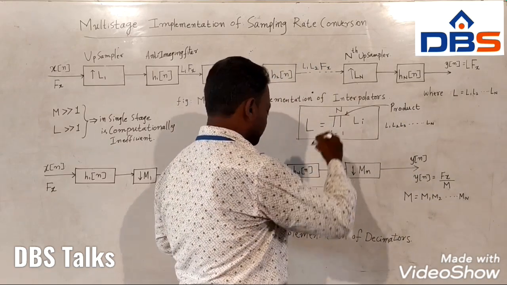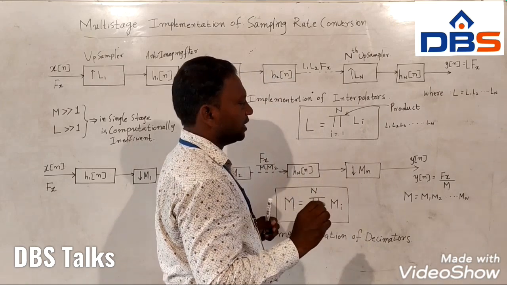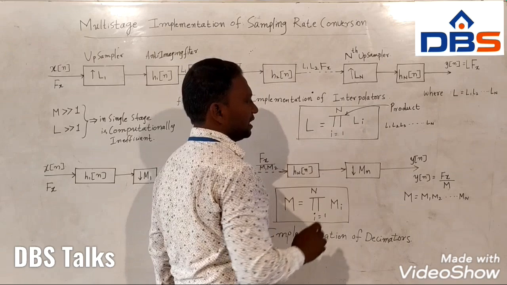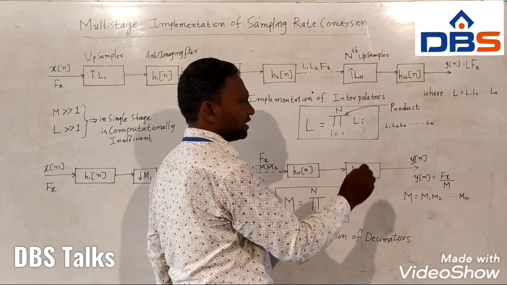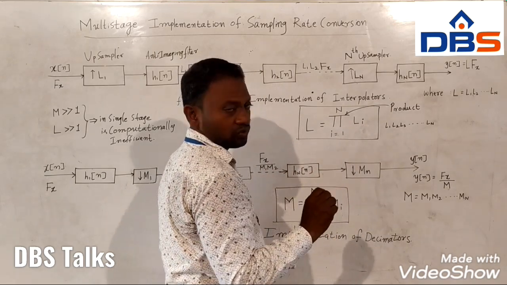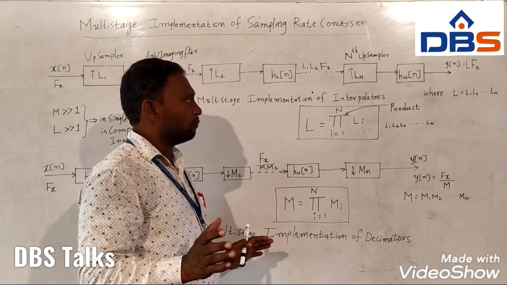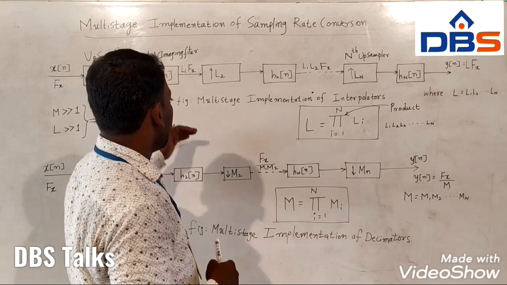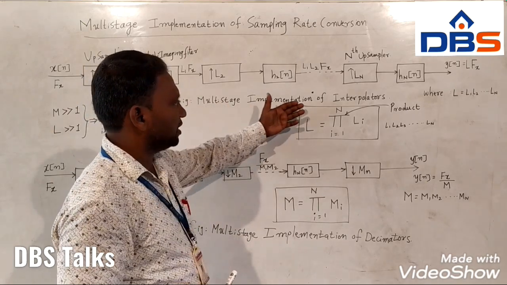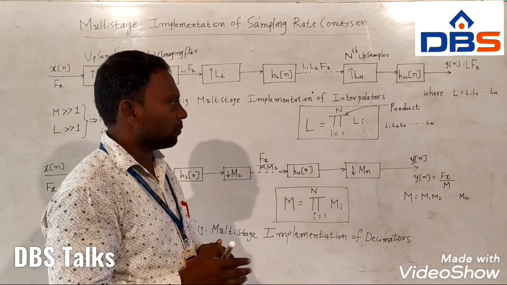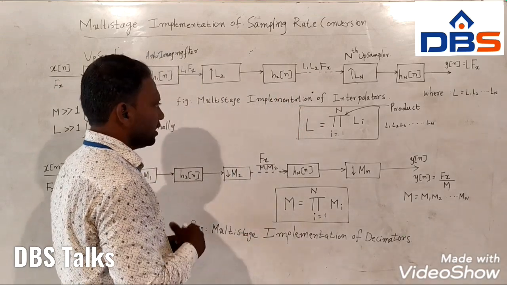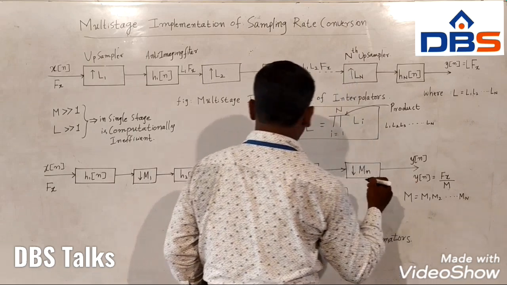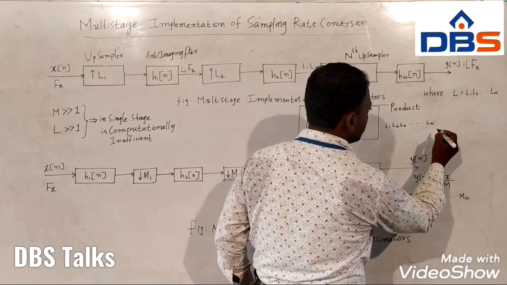Now, mathematically we can write this. This capital L is the overall interpolating factor. The symbol pi indicates the product of the numbers. Here, the index i varies from 1 to n, so the lower limit is 1 and the upper limit is n, of Li.